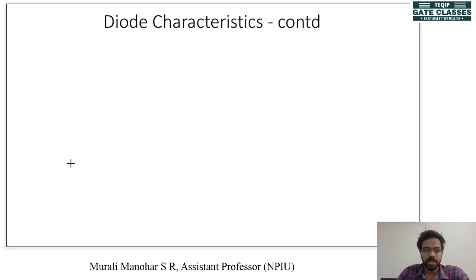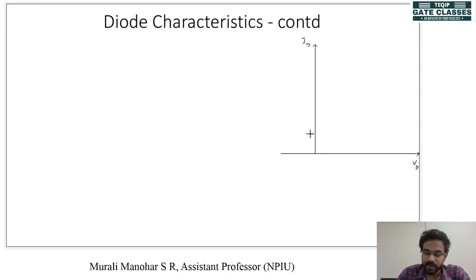Now we'll see what the characteristics of a practical diode are. We can show that characteristics graphically, and I am only going to show the forward region in this graph. That is, when we give forward voltage, what happens to the diode. Here we have a voltage and here we have a current. This is the diode current. This is the voltage across the diode.